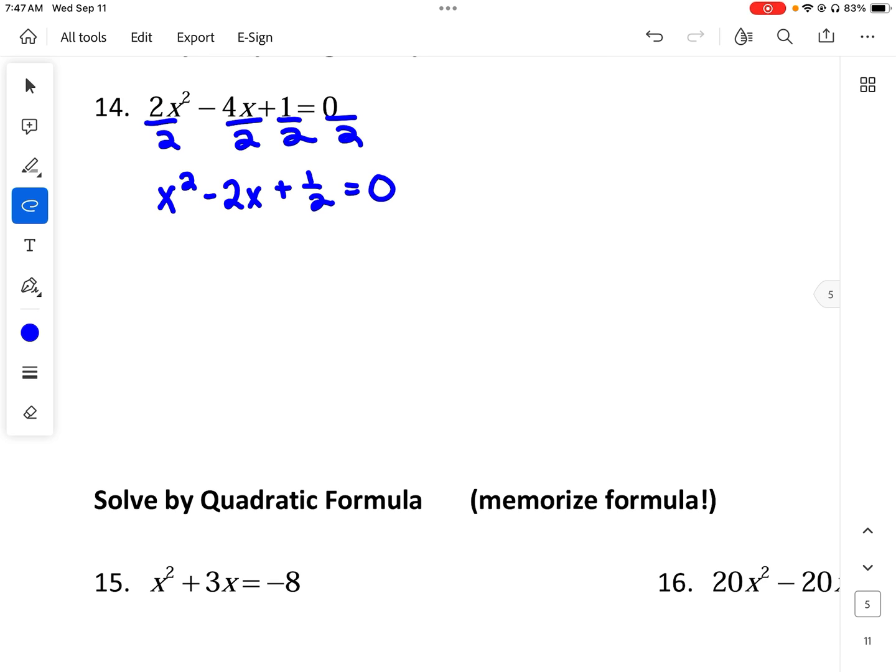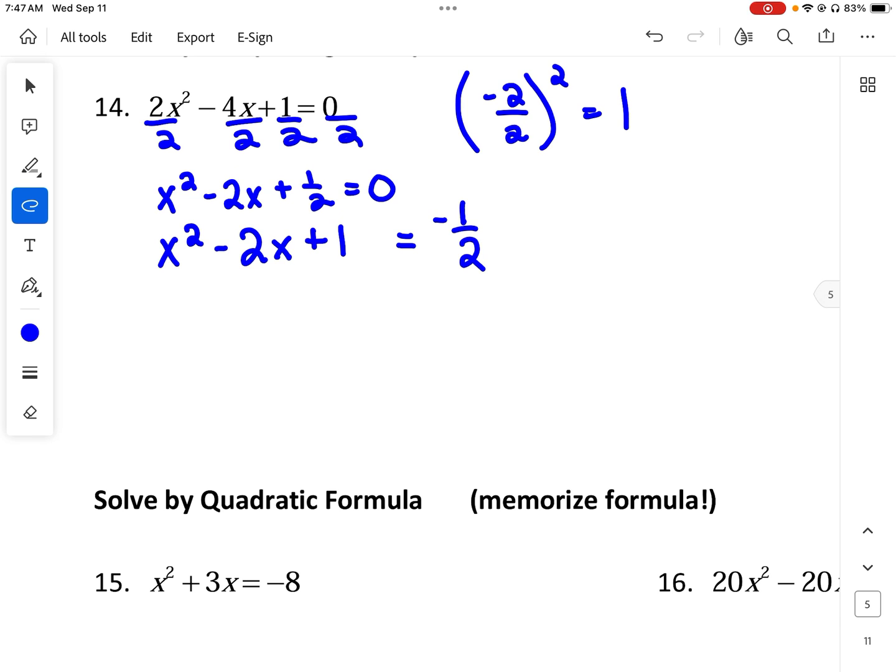Okay, then I go to my next step, x squared minus 2x, move that half over to the other side, so it's -1/2. Yeah, we don't like dealing with fractions, but this is going to be okay. It's going to just work out. So we take our b and we divide by 2, so -2 divided by 2 is -1, squared is 1. So we're going to add 1 to both sides.